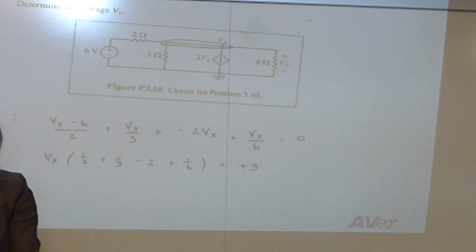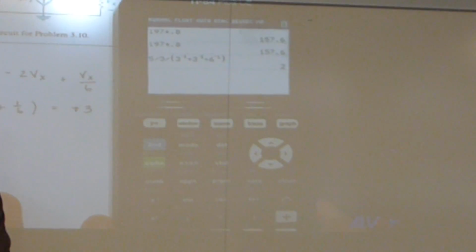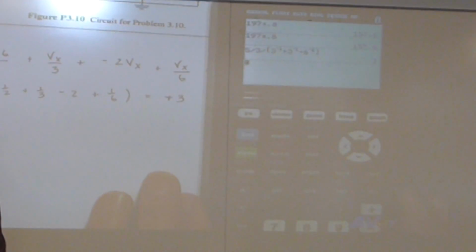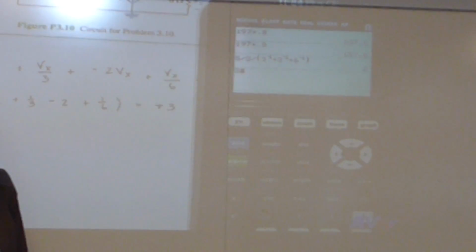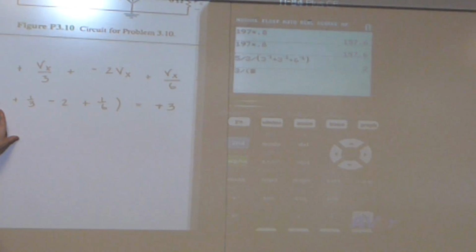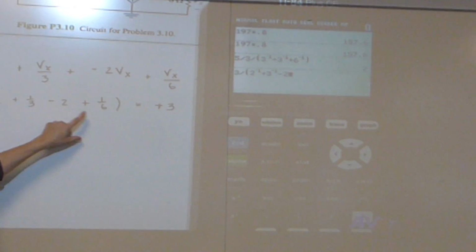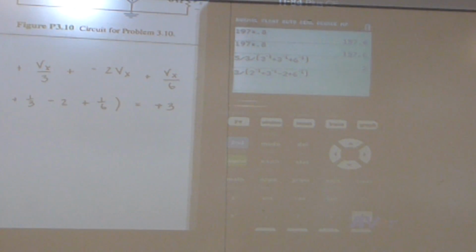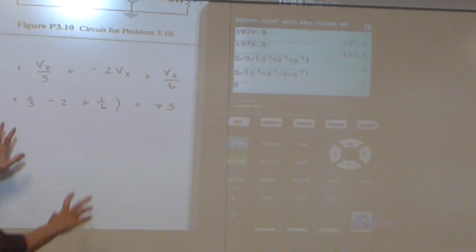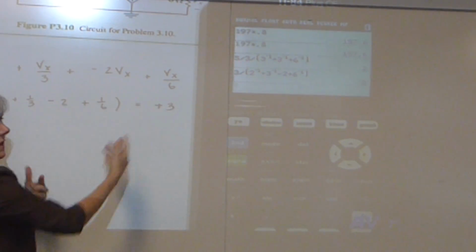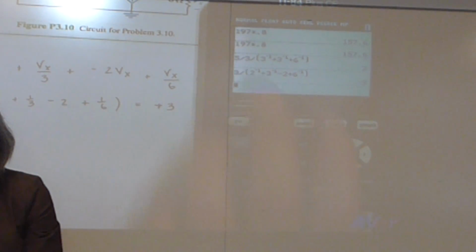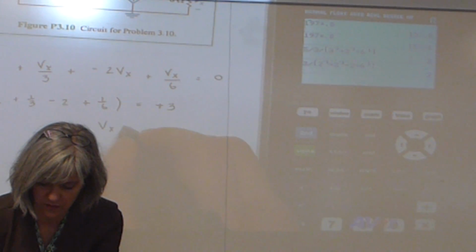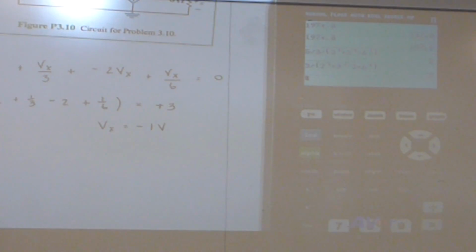But let's say you didn't know that. So you put it in your calculator. So again, I'm going to take 3 divided by, open parenthesis, 2 inverse plus 3 inverse minus 2 plus 6 inverse, finish parentheses. Does that look right? Negative 3, which I know because if this is 1, and that's negative 1, so negative 3. So we're going to get then V sub x is equal to negative 1 volt.